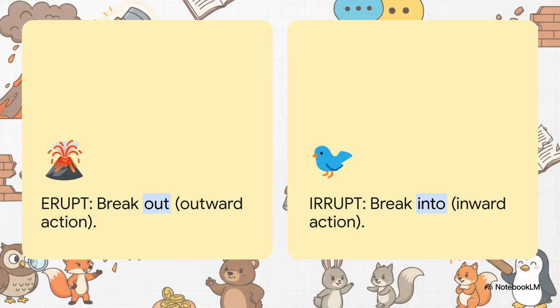You've got to pay close attention to this comparison. Erupt with an E means breaking outward, like a volcano spewing lava out into the sky. But irrupt with an IR means breaking into. IR literally means into. It's an inward action. Imagine hundreds of birds suddenly flying into an empty field. They irrupt into the area. Definitely remember this distinction. One bursts outward, the other crashes inward.